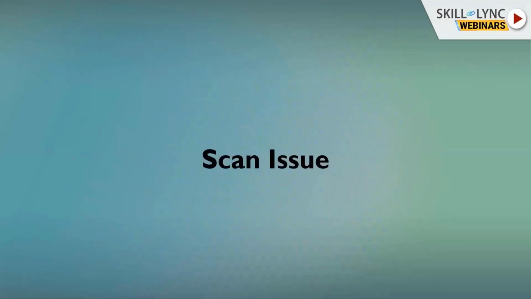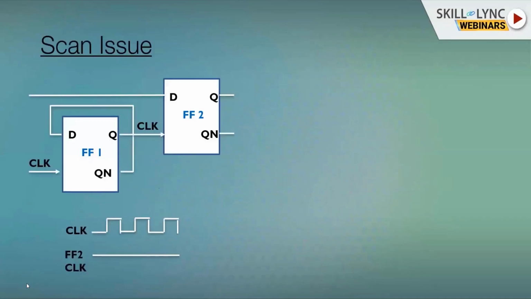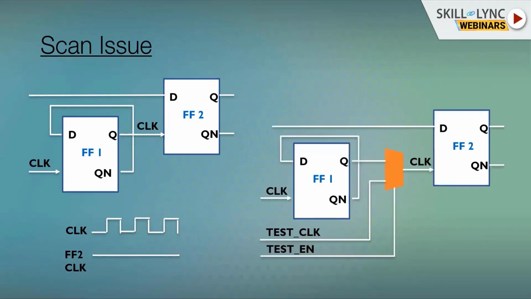So here we will discuss a live issue. What is a DFT engineer doing in a scan design? This is a real problem or an error that needs to be resolved by a DFT engineer. You can see in the schematic, there are two flip-flops. The output of one flip-flop is fed to the input clock pin of the second flip-flop. As you see in the timing diagram, the clock pin should receive clock pulses.